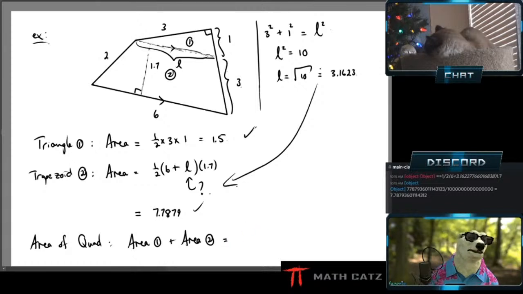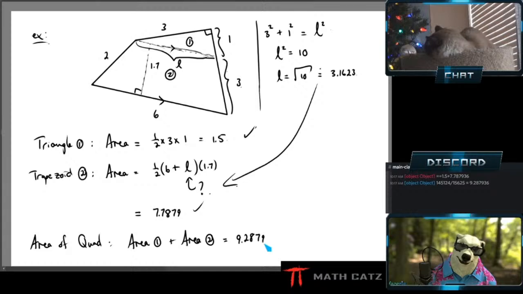Let's add those together. That shouldn't be too hard. 1.5 plus, I just need a few decimals here, 7.787936 would be fine. And we get 9.287, 9. That can get a line under it. Still a rounded answer, but some things to be aware of, right?